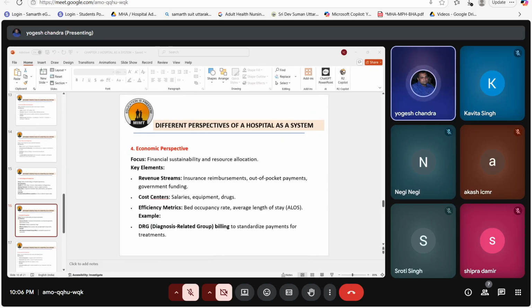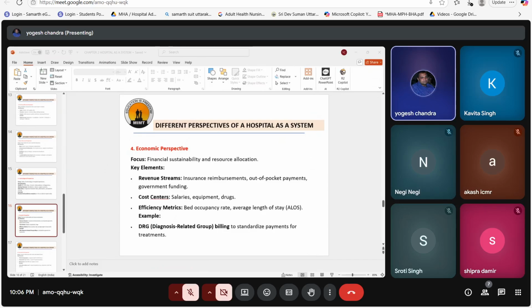Okay. And the feature of this DRG, diagnostic related group, is that patients with similar clinical conditions are categorized together, their treatment cost is supposed to be the same, and the same amount is going to be reimbursed to the hospital. Now, the question arises: what is the difference between this DRG and the present system?